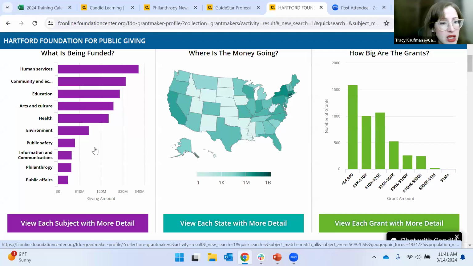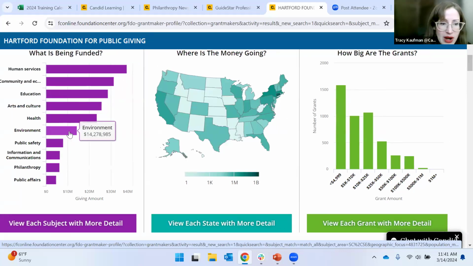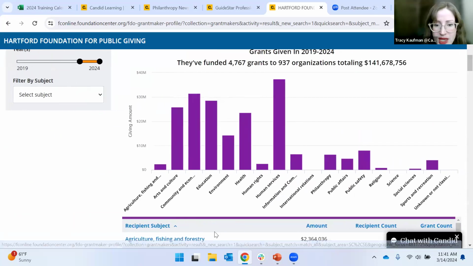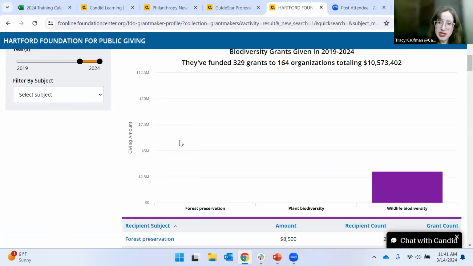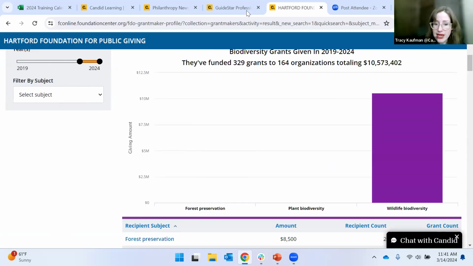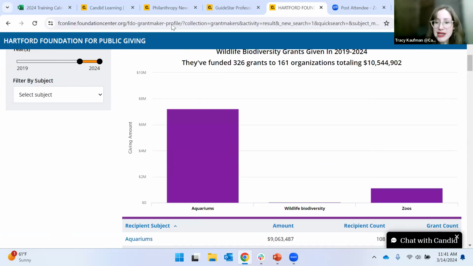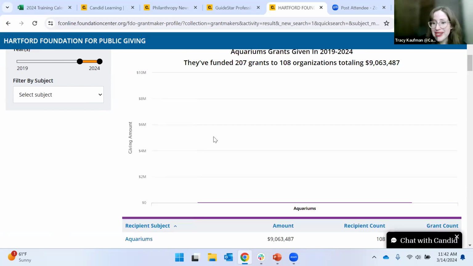So if you wanted, you could get a closer look here. If you're an environmental organization, for instance, all right, let's look closer. Let's dive down the rabbit hole and find out what kind of environmental giving they do a lot of. Looks like they do a lot of biodiversity funding. So look at that. All right, what type? Wildlife biodiversity. It gets even more specific. Whoa, boy, do they love to fund an aquarium.